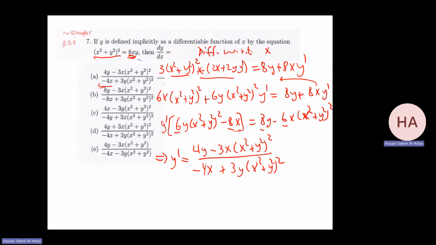Okay. Very clear, I can divide by 2. So let me do that. Y prime, and divide at the same time. Can divide by 2, so I have 4y minus 3x, times x squared plus y squared, over, can I divide by 2 also? I can start with this one to make it the same format. Minus 4x plus 3y. So this will be my answer. Yeah, the same answer.